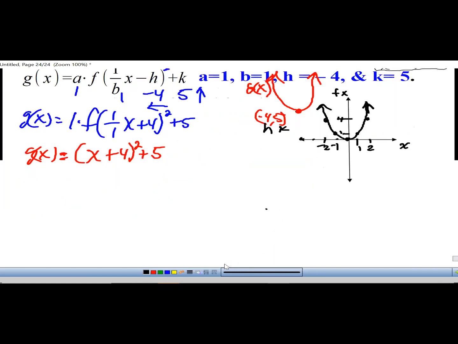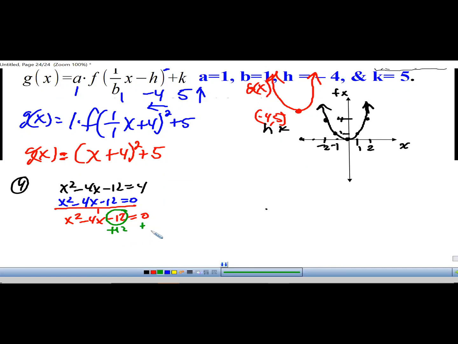For number 4, they want us to solve using completing the square. So they give us x squared minus 4x minus 12 equals y. First step, we need to set it equal to 0. x squared minus 4x minus 12 equal to 0. Divide by the leading coefficient, which is 1, and we end up with x squared minus 4x minus 12 equal to 0. From there, we eliminate the constant. So that means we add 12 to each side. We got x squared minus 4x equals 12.